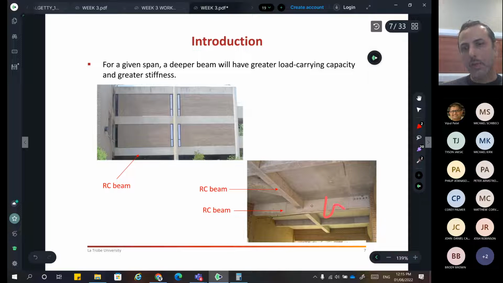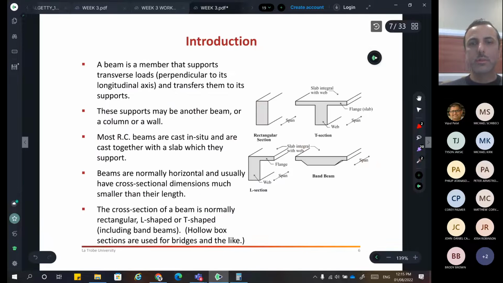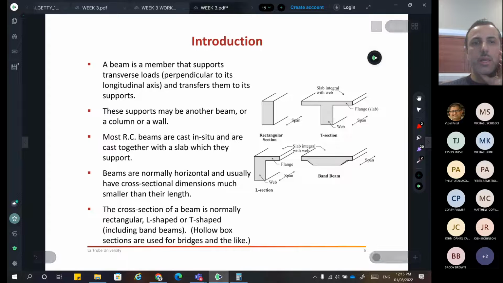They're going to box it out. They're going to box everything together, right? And they're going to pour the slab and the beam all monolithically together. And that's really what we're trying to say here.